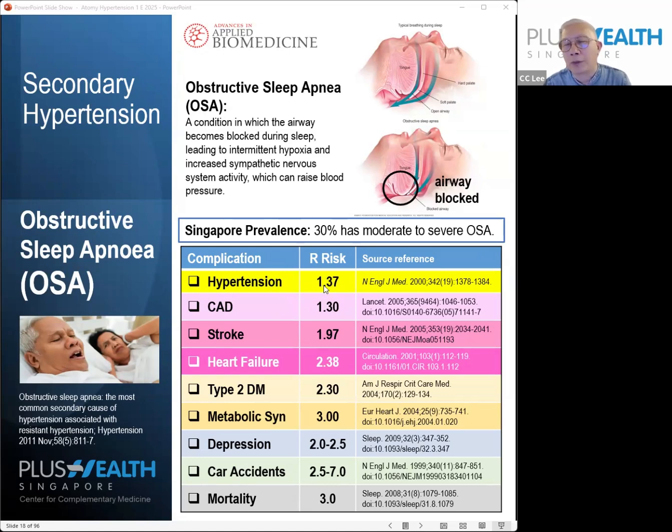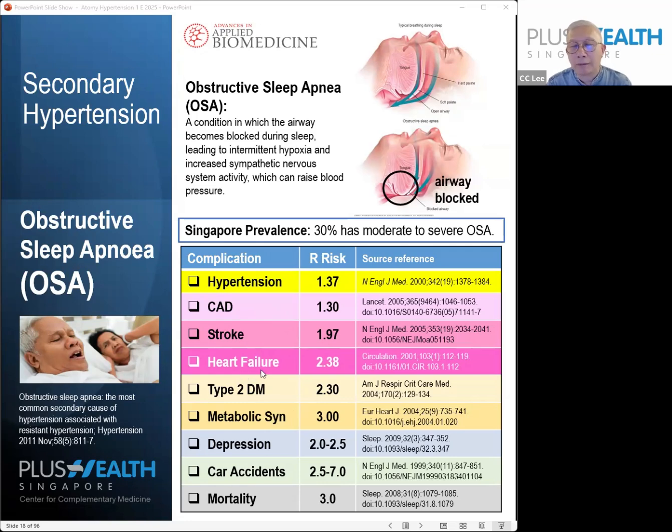Hypertension, the risk is 1.37. Actually, compared with other risk factors for people who suffer from OSA, that risk is relatively low. Now, the risk of having coronary artery disease, the heart disease, is 1.3. The risk of having a stroke is 1.97. It's close to 2 times compared with normal people who don't have this condition.